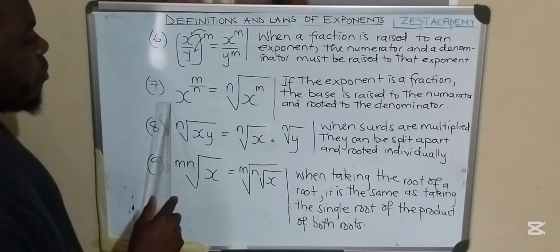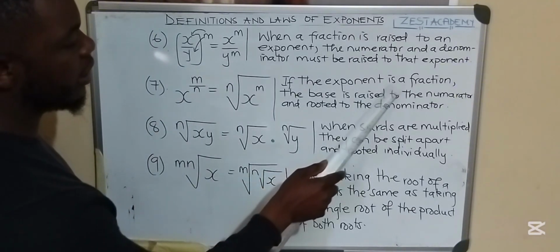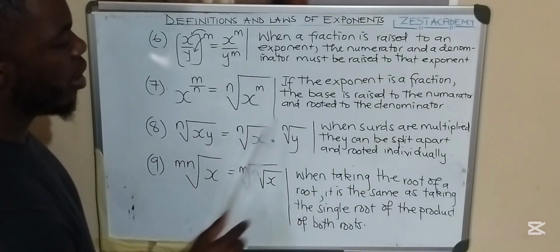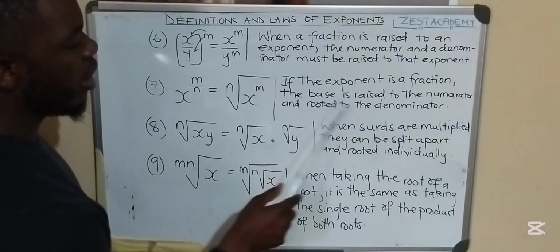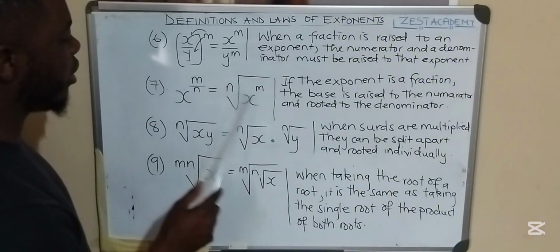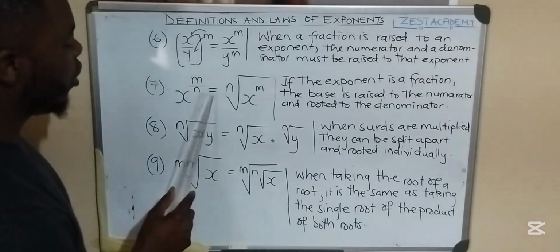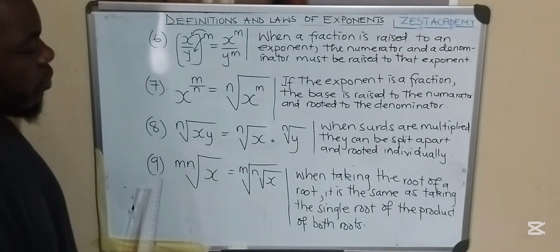Law number 7, if the exponent is a fraction, the base is raised to the numerator, and it must be rooted to the denominator, as you can see.